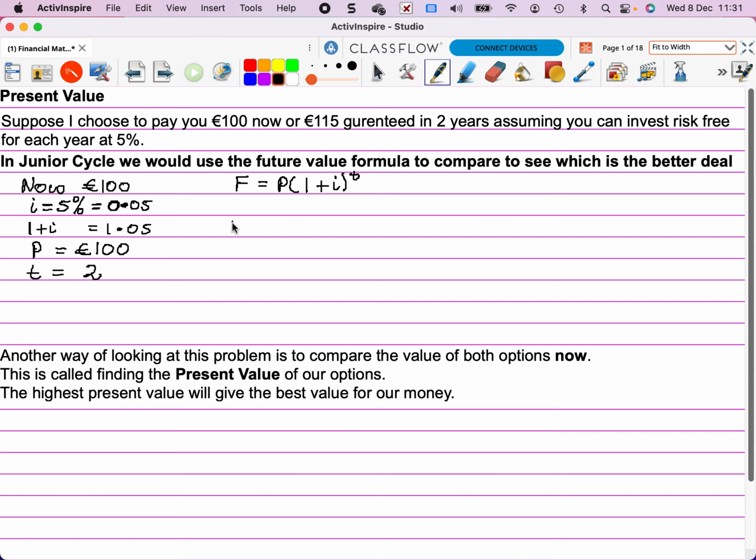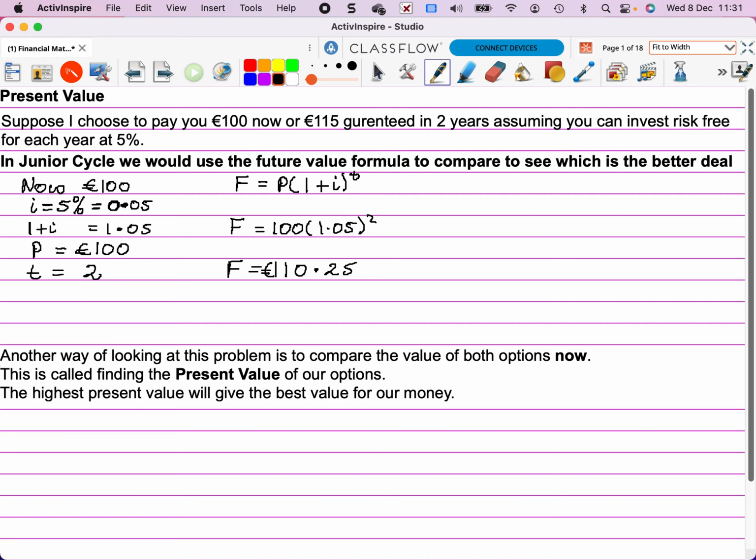So now I put it into my formula. The future value is 100 times (1.05) to the power of 2. Reach for a calculator and type all that in. You should be doing it as well, pausing the video and checking what answer you get. When I do this, I get a future value of €110.25. So if I take the €100 now, this is what I will get in 2 years' time.